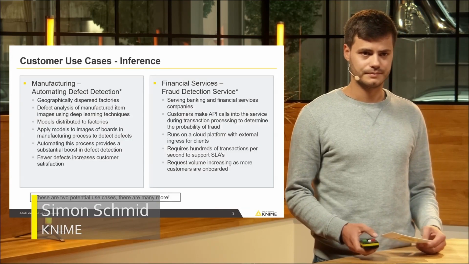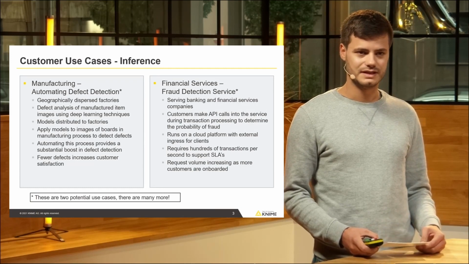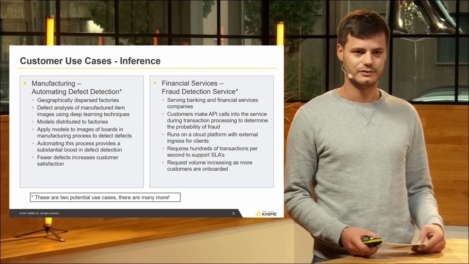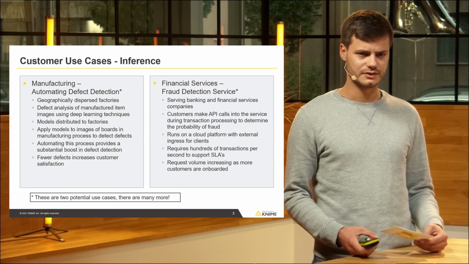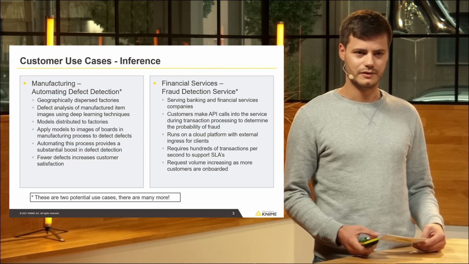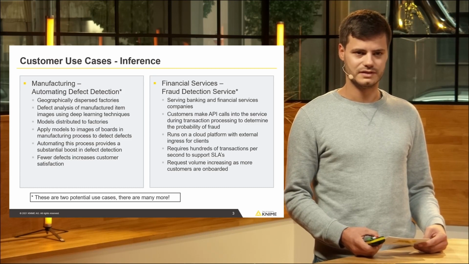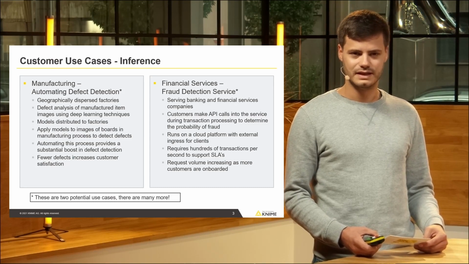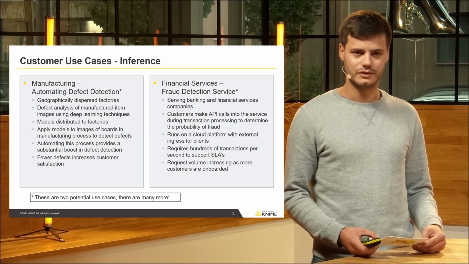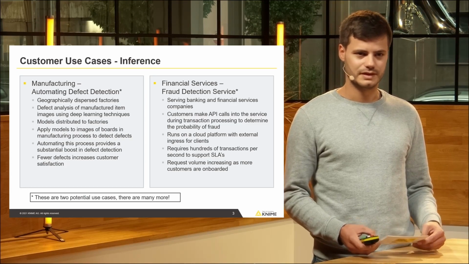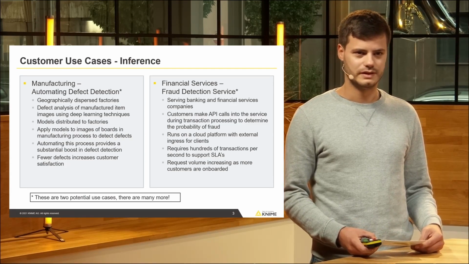So let me give you 2 example use cases just to help you understanding what kind of problems KNIME Edge tries to solve. So firstly, we have a manufacturing use case, which is about detecting hardware defects. And secondly, we have a more customer-facing use case in the example of fraud detection. Both use cases might actually sound familiar to you already.